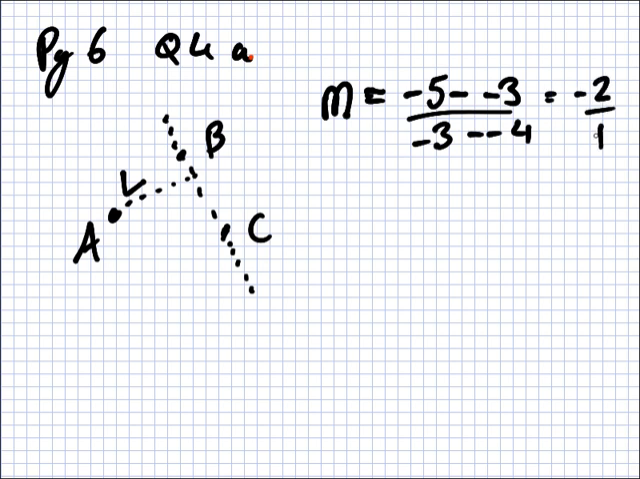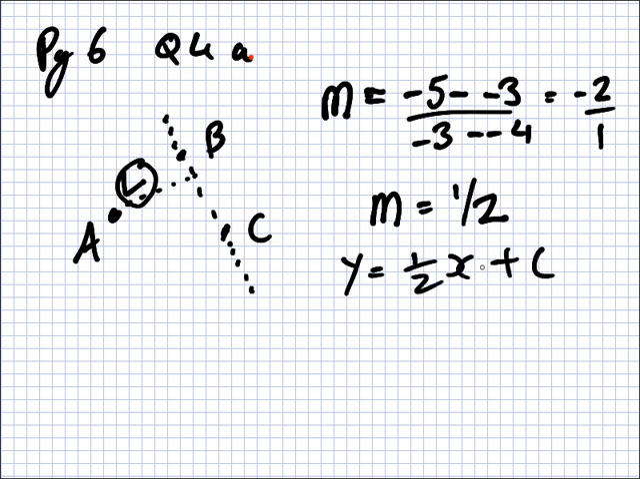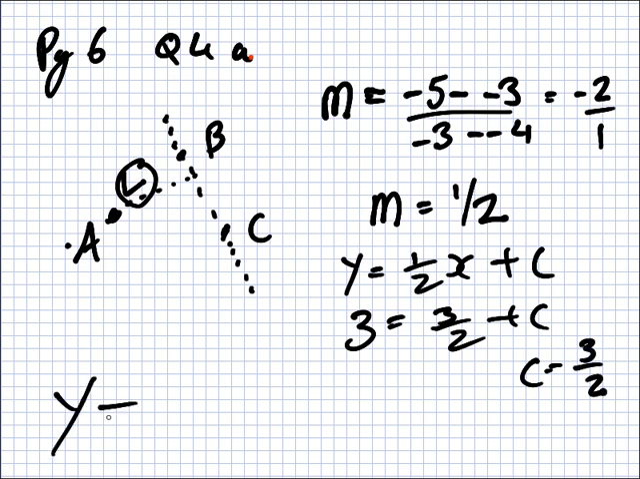-2 over 1? Yeah. But that's not the slope of this line, is it? Because it's perpendicular. So what is the slope really? 1 over 2, yeah, a half. So now I have y equals a half x plus c. Now, which point do I use? A. I can only use A, because only A is on the line L. So if I sub in my A, 3 equals 3 over 2 plus c. So c ends up being 3 over 2. So my answer is y equals a half x plus 3 over 2.